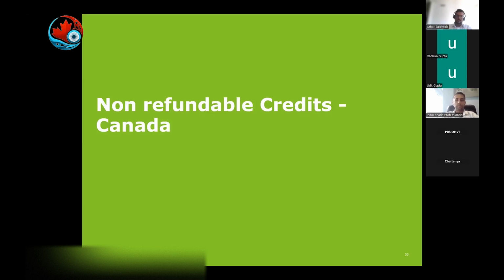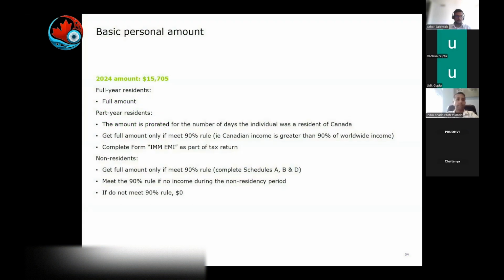And as the term states, non-refundable means that you cannot receive a tax refund purely on account of your credits. So if your credits are more than your tax liability, the liability will become zero, and the balance credits, if allowable, will be carried forward in the future years. But in no situation would you be earning refunds from non-refundable credits.